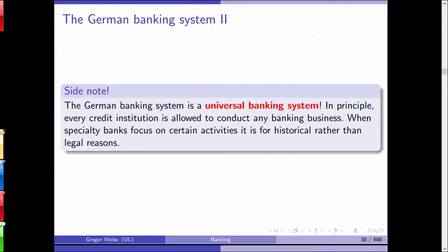Now, I talked about this again. Even though most banks either concentrate on investment banking or commercial banking, in its nature, the German banking system is a universal banking system. So if a bank has a Vollbanklizenz, if it is a deposit-taking credit institution, it can offer both services.